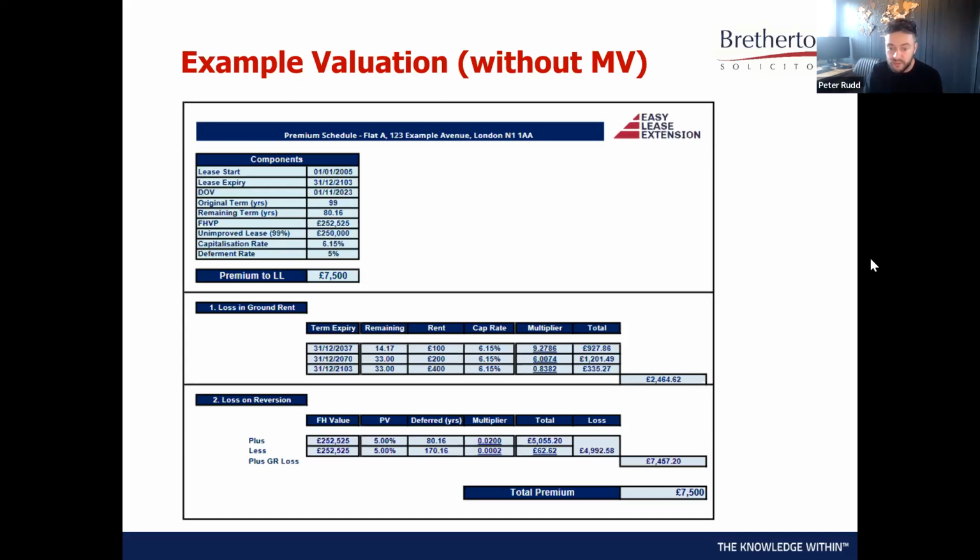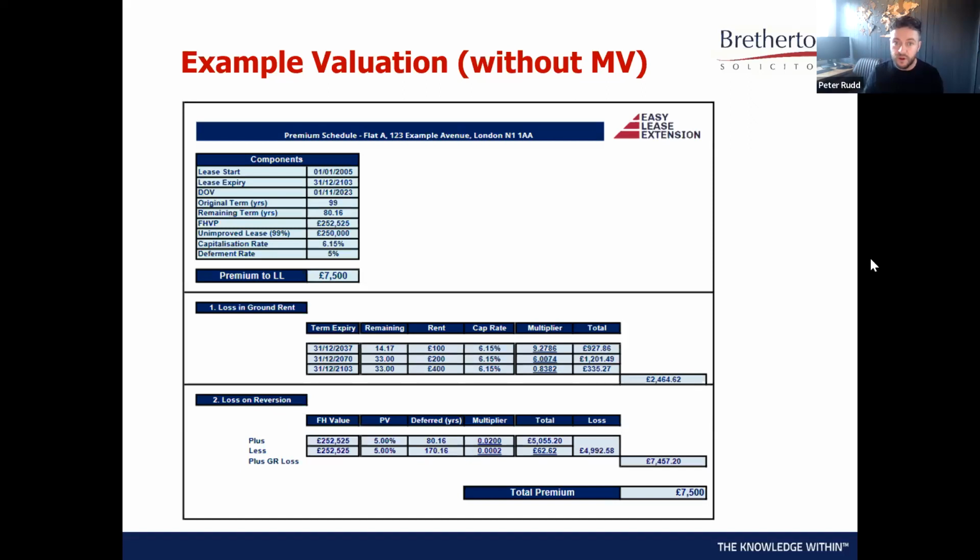Now, these figures are rounded for a bit of simplicity, but if you calculate those two figures together, your ground rent loss and your loss on reversion, those two figures combined are £7,457.20, but quite typically you would round the figures to make negotiations easier. So in this example, the premium is £7,500, and that is effectively what your landlord would be entitled to for a property with this unexpired term and a value of £250,000 with these rents.